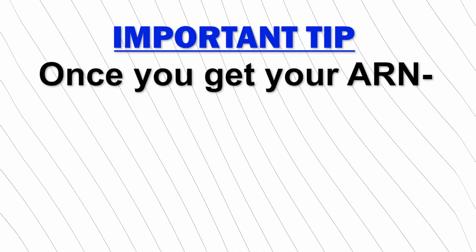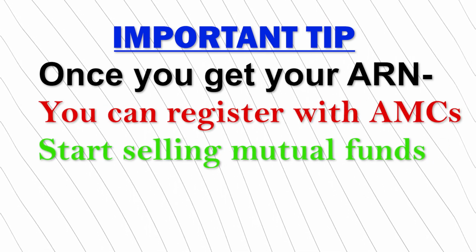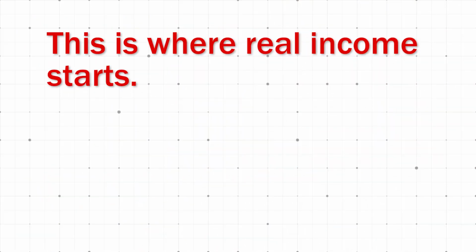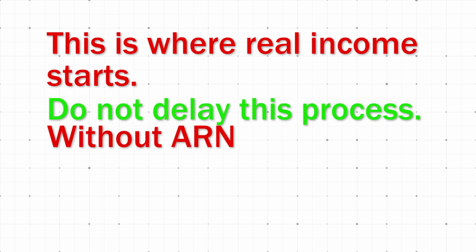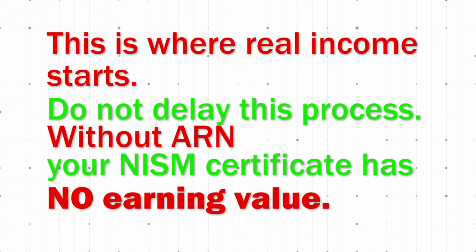Important tip: once you get your ARN, you can register with AMCs, start selling mutual funds, and begin earning. This is where real income starts. Do not delay this process. Without ARN, your NISM certificate has no earning value.